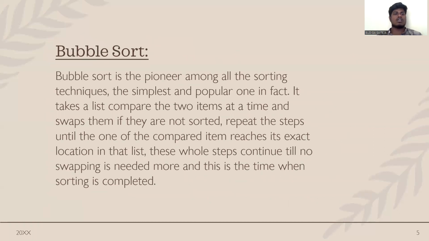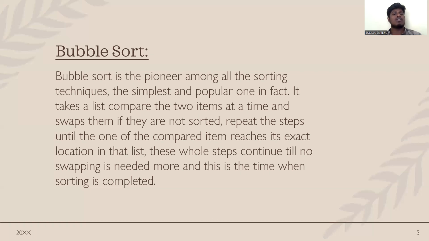There is a sort technique named bubble sort. Bubble sort is a pioneer among all the sorting techniques. It is the simplest and most popular one. In fact, bubble sort is well known to all students now being educated, because in the coding part, bubble sort is the simplest and most popular among all the sorting techniques. It takes a list, compares two adjacent items and swaps them if they are not sorted. First of all, it takes the list and compares two adjacent items and swaps them.